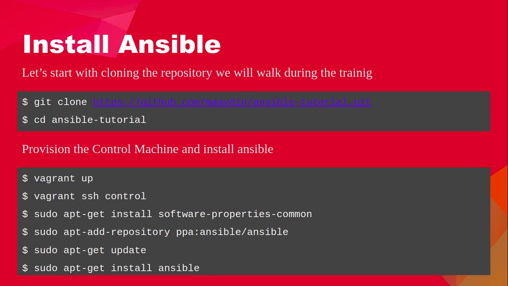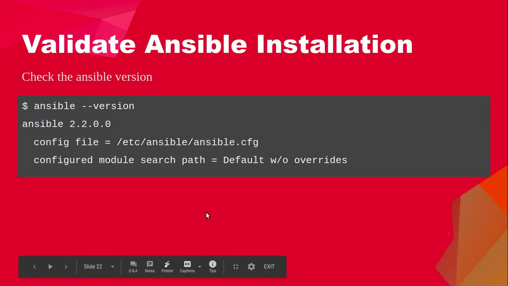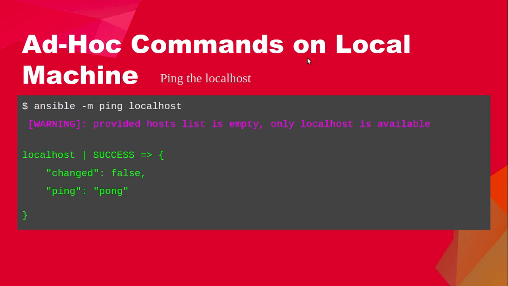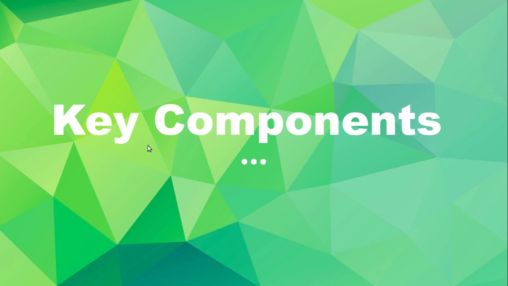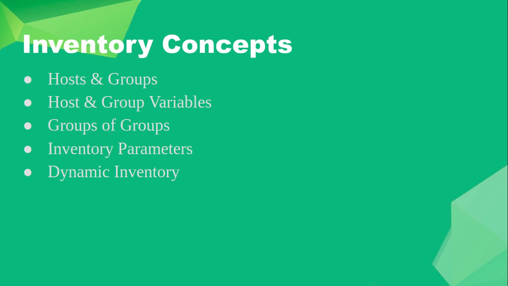If you closely look at what I'm doing, I'm just cloning the code from this git, then going inside it. Before that, I'm updating, which means I'm installing this on my local machine. After that, if you want to validate the installation, just check the version, to see whether the setup of Ansible happened properly or not.